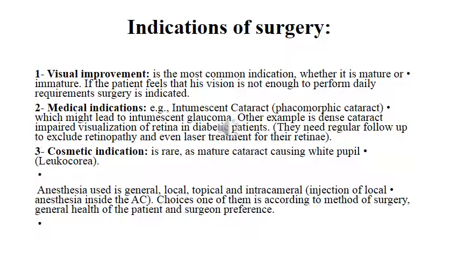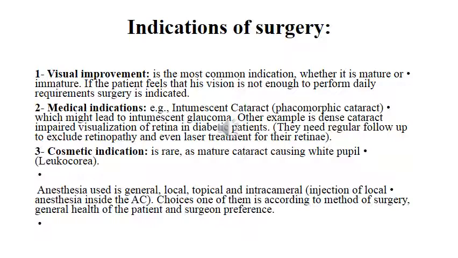What are the medical indications? Intumescent cataract, as we said, when the cataract is swollen and occluding the angle and causing elevation in intraocular pressure and glaucoma. This is an indication for surgery. Another example of medical indication is when the lens is opacified to a degree that you can't see the retina. You can't examine the retina, you can't examine the optic disc. So in these patients, especially in diabetic patients, it is necessary to examine the retina, to give a treatment to the retina according to your examination. So this is a medical indication.